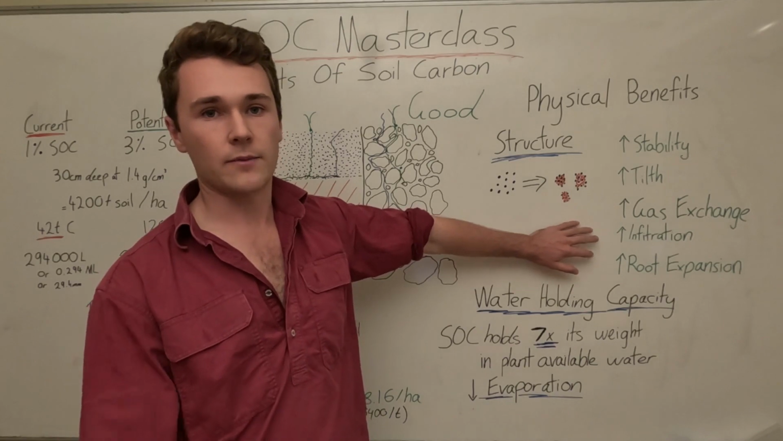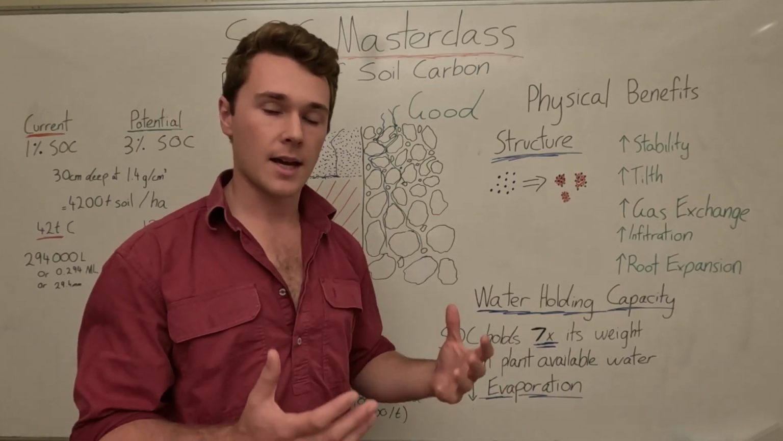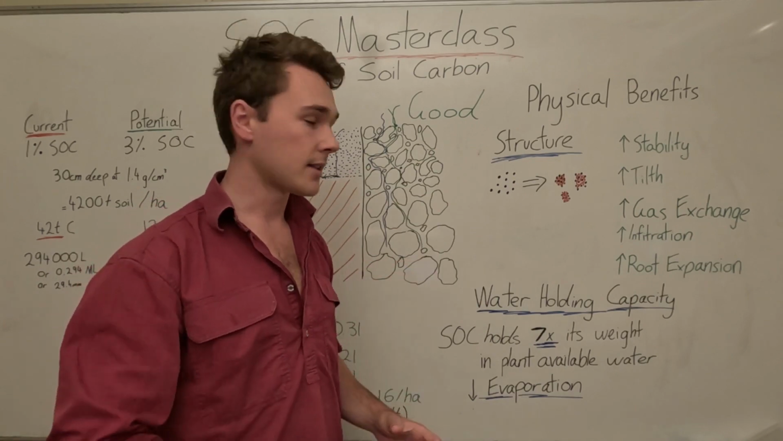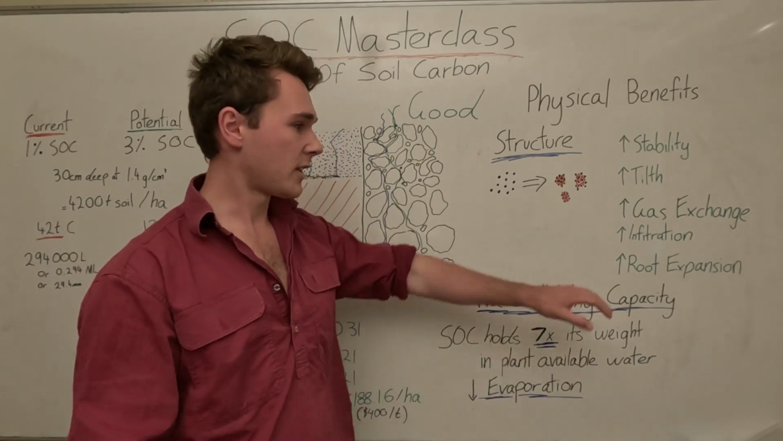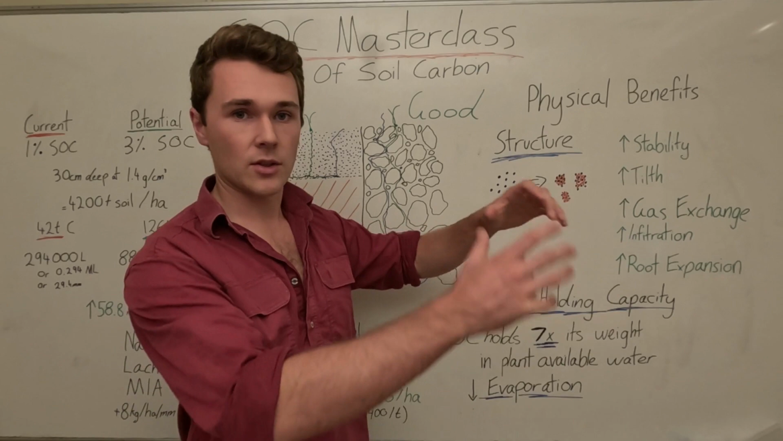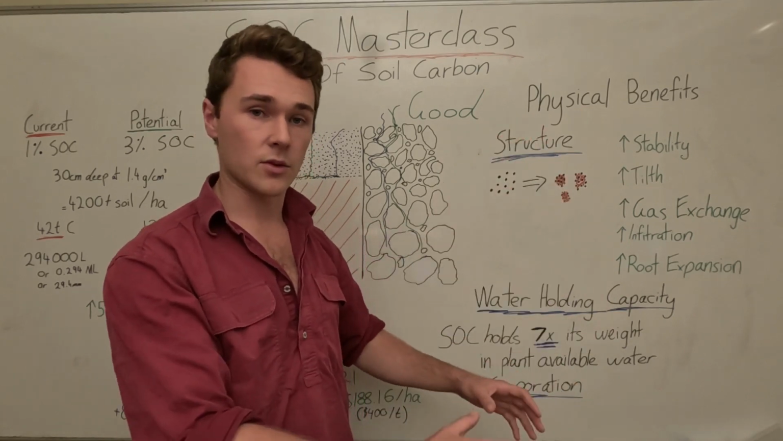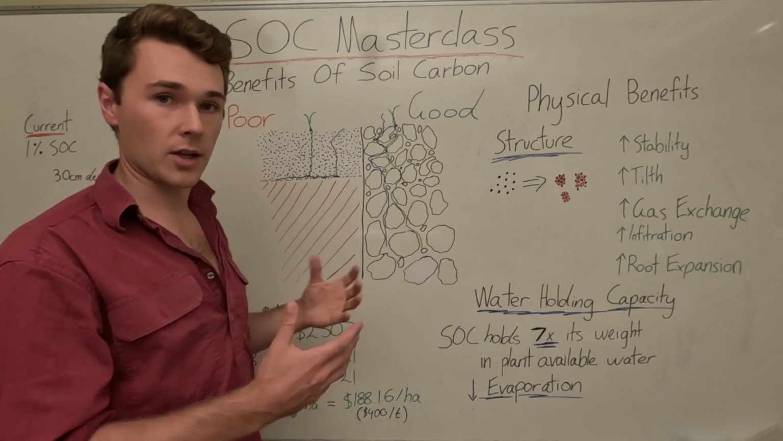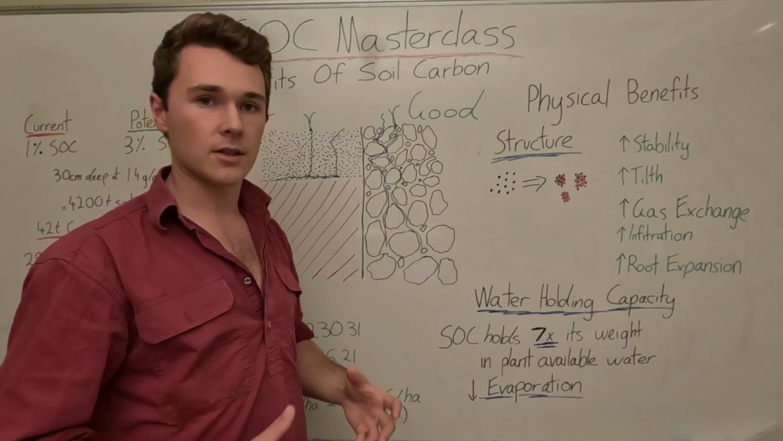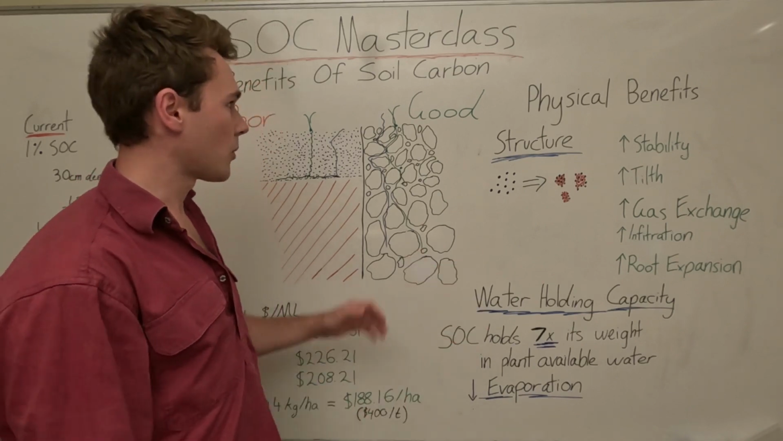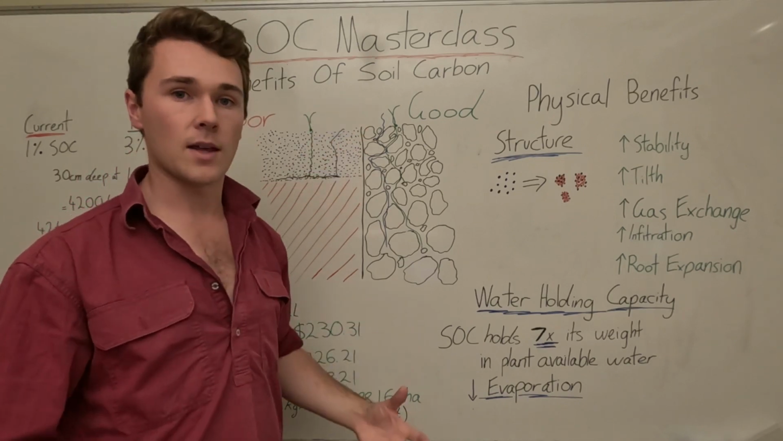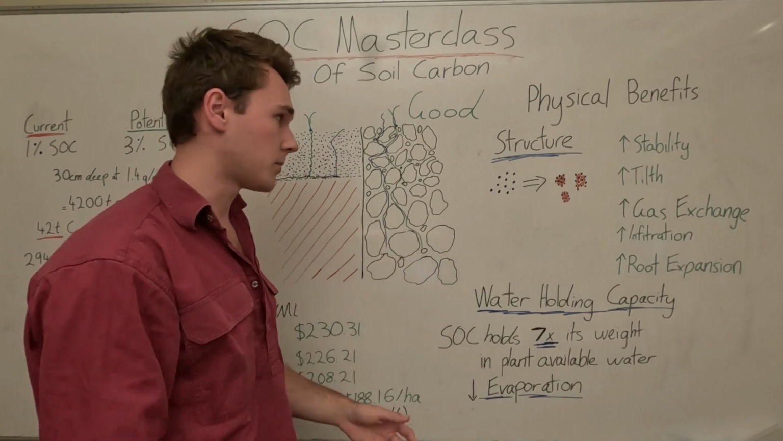Next one, infiltration. Again, with our large aggregates and macro pore space, water is going to really infiltrate and push down into the soil profile. And root expansion. We want nice root expansion so that roots go deep into the soil profile. If they're only at the very top of the soil profile, we're not going to be accessing a lot of our stored nutrients or water. So we want our roots to go deep into our soil profile, and we can only do that when we have good structure deep into the soil profile.